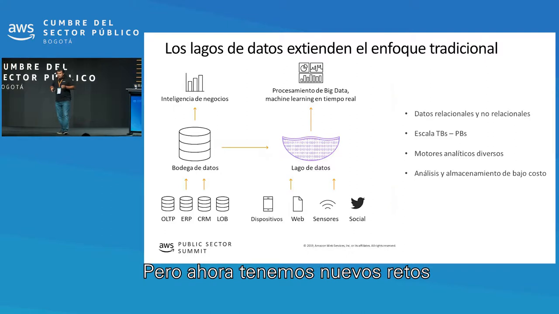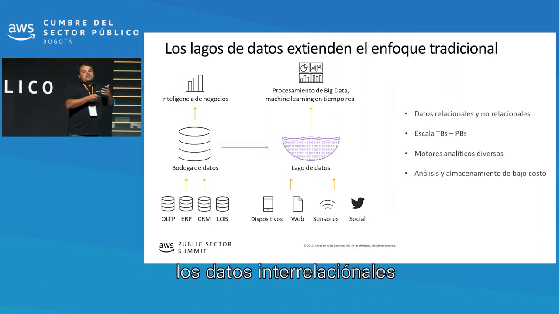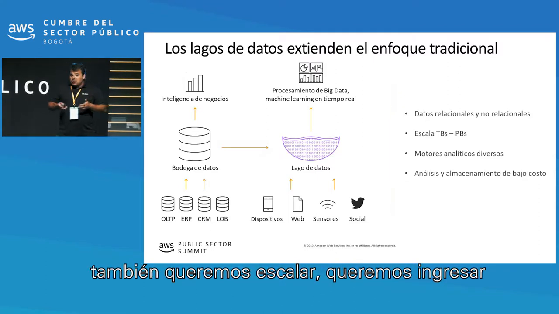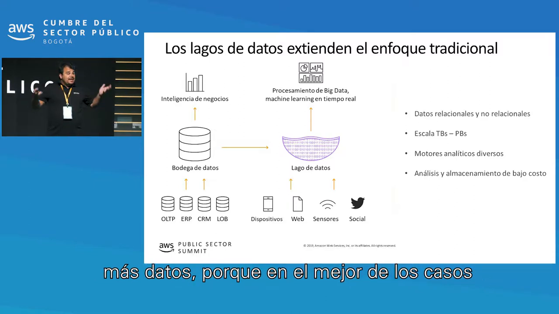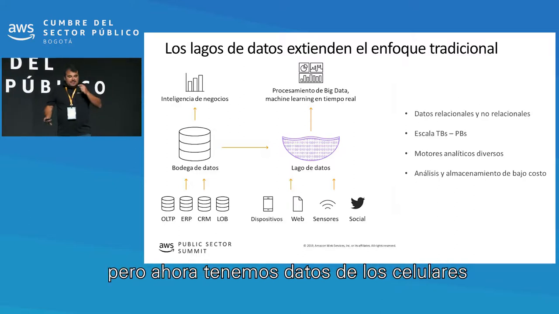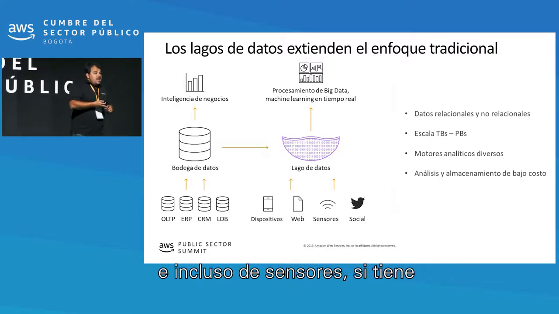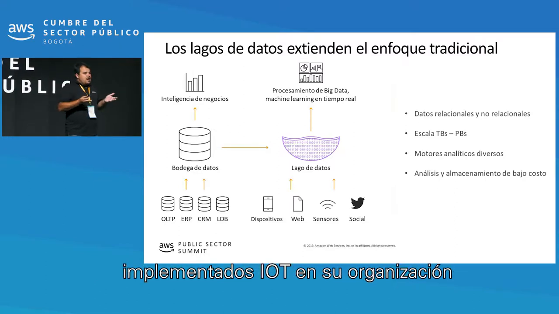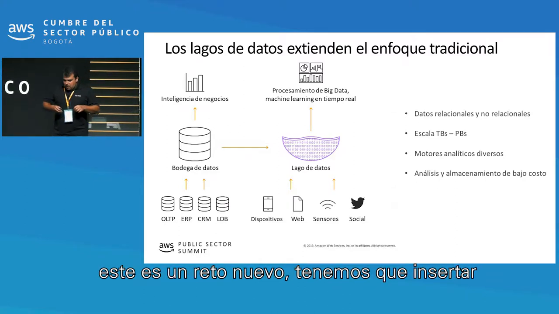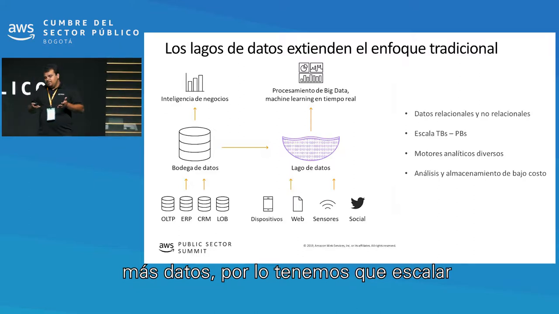But now we have new challenges, right? So we don't want to analyze only relational data. We want to analyze non-relational as well. Also, we want to scale more. We want to ingest more data. Because in the past, you used to get data from CRMs and ERPs. Now, we are getting data from mobile, from web applications, from social media, and even from sensors, if you have IoT implemented within your organization, right? So, new challenge. We are ingesting more data, right? So we need to scale more.